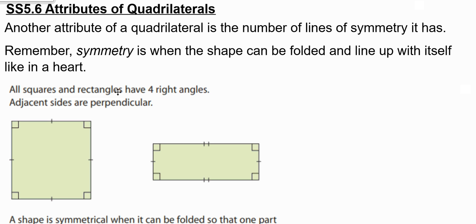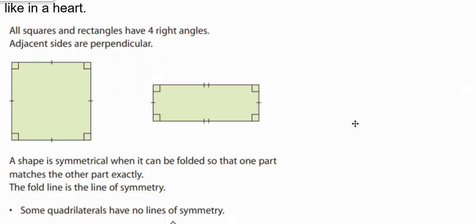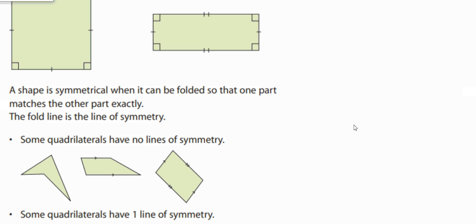So all squares and rectangles have 4 right angles and the adjacent sides are perpendicular. So that means that the two sides that meet at a vertex are perpendicular, create a square corner, and we have 4 right angles in each of the corners. A shape is symmetrical when it could be folded so that one part matches the other part exactly. So the fold line is the line of symmetry.